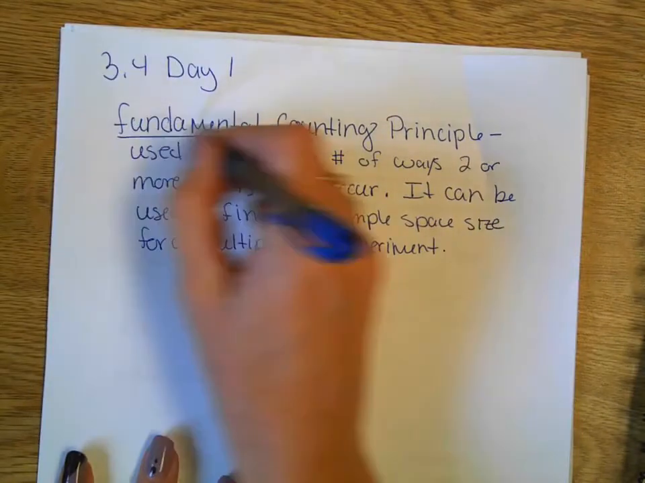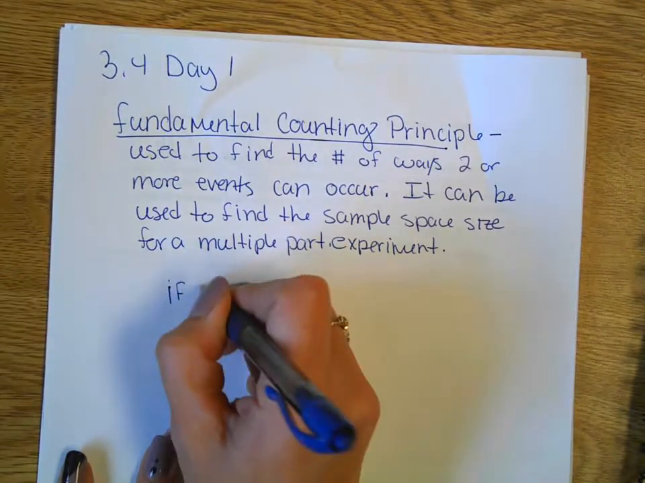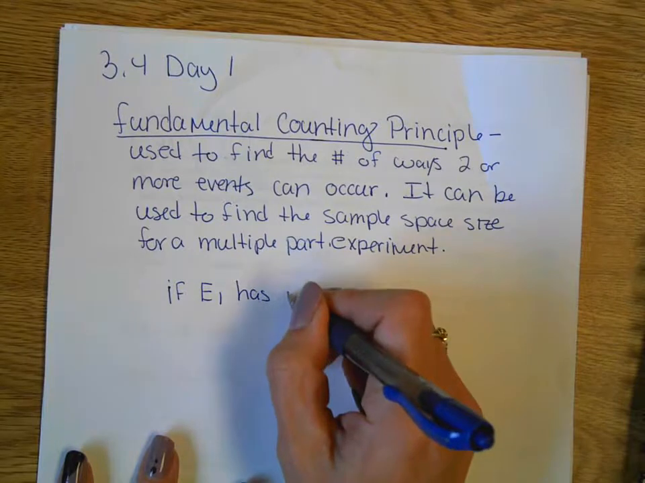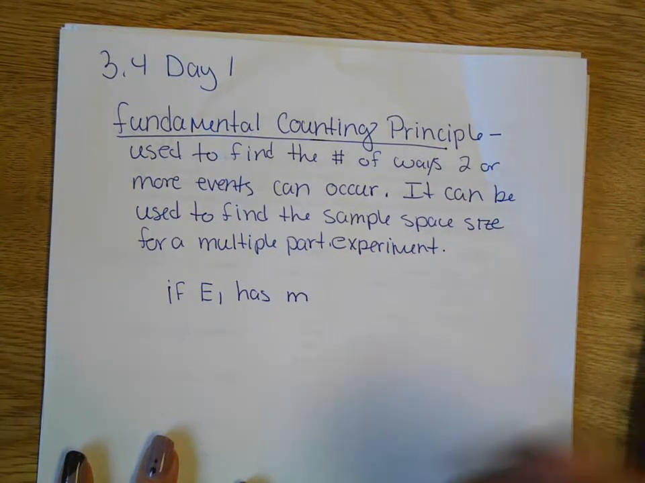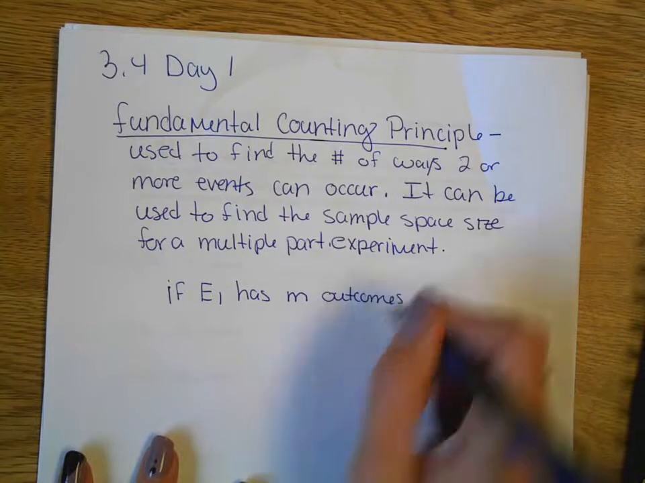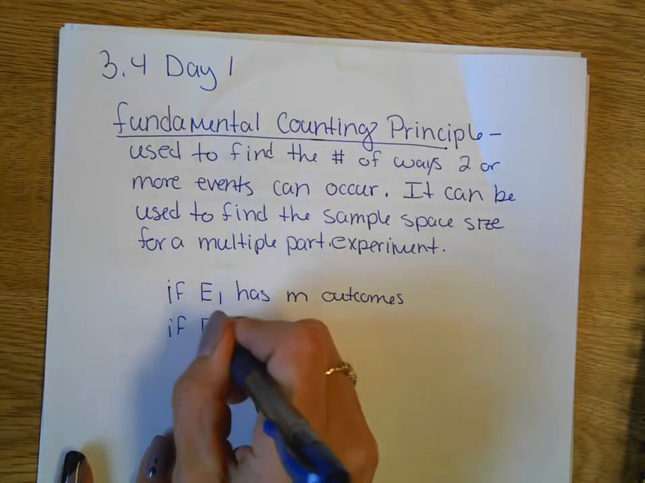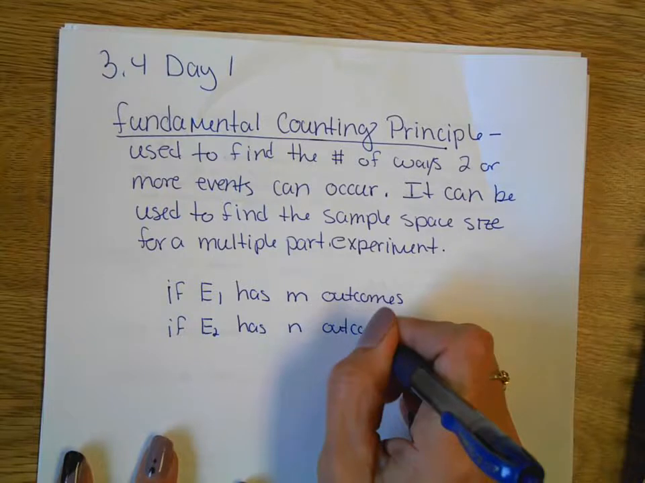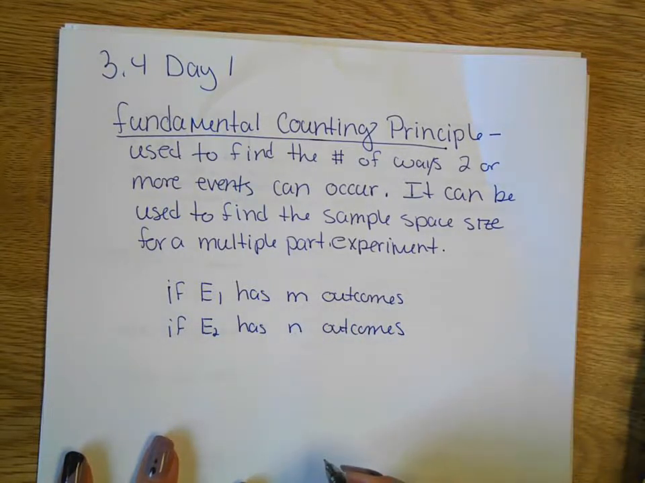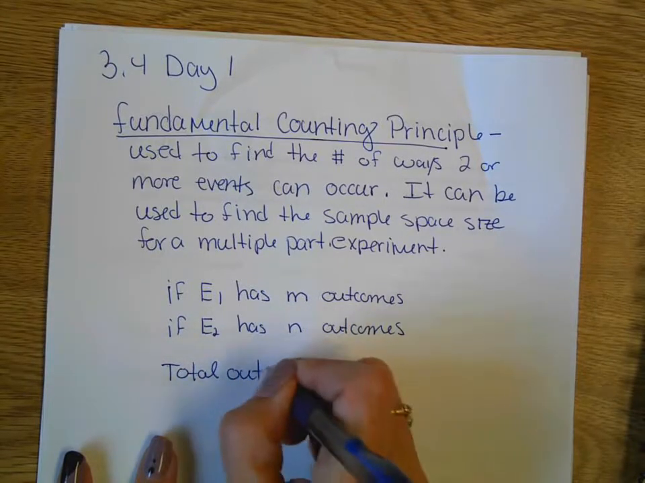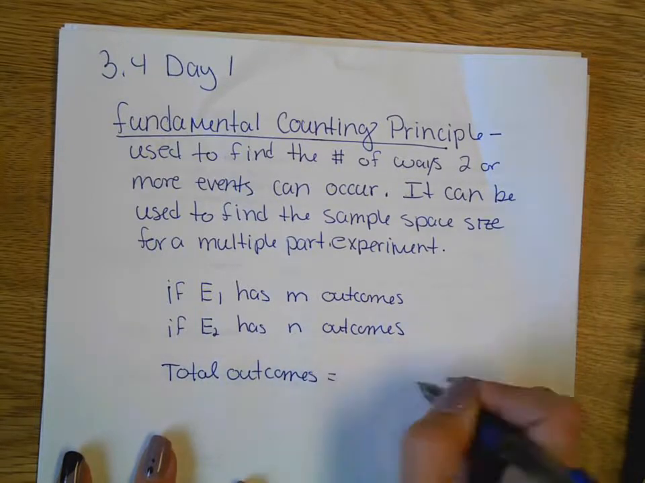So, the way the fundamental counting principle works, if event 1 has, let's say, m number of outcomes or possibilities, and if event 2 has n possible outcomes, the total ways for those two to happen one after the other, do you know what you have to do here? Multiply.